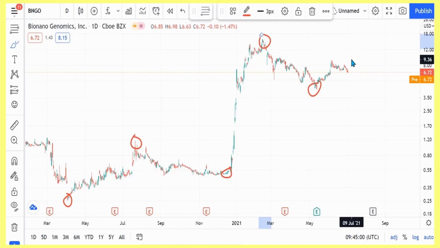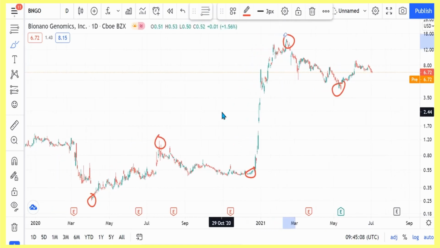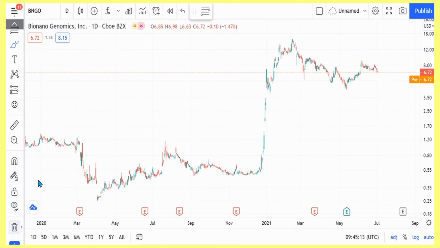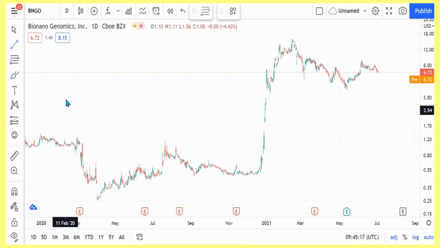I want to know what is the strength of this uptrend. Does this particular uptrend have strength? Now, how do we measure if this particular uptrend has strength? It's very simple. Let me clear the screen again. Now I'm going to take the trend line.